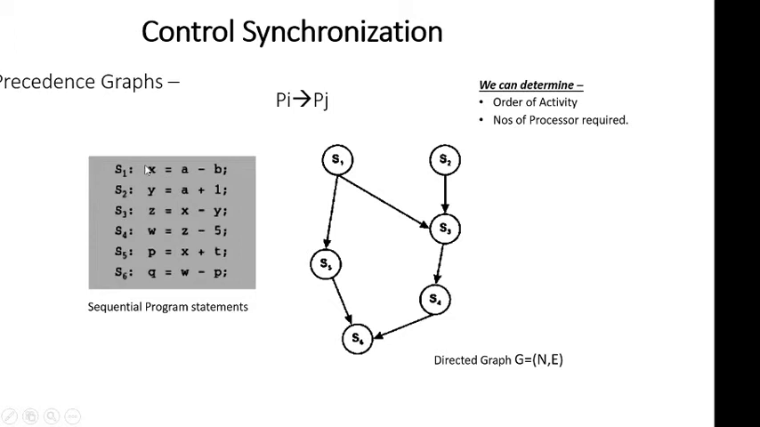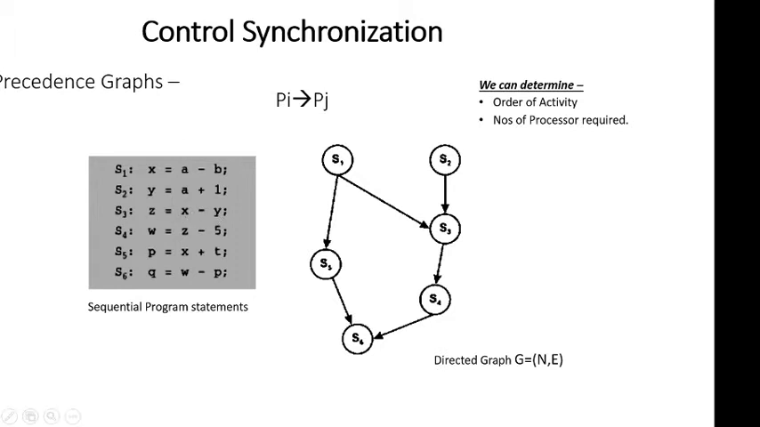X, to get the value of X, it doesn't have to wait for anybody. A is available, B is available as a global variable. To get the value of Y, A is available, 1 is a constant, so it also doesn't have to wait. Look at Z. To execute Z, you need X minus Y. So until X is computed, Z cannot compute. Until Y is computed, S2 is not computed, S2 will give you Y, Z cannot, S3 cannot be computed.